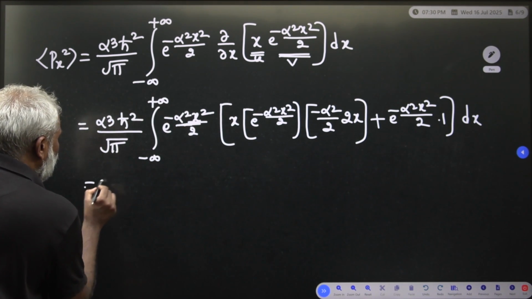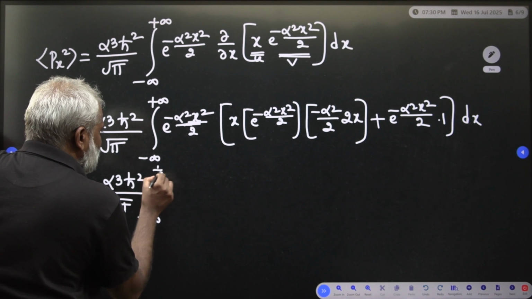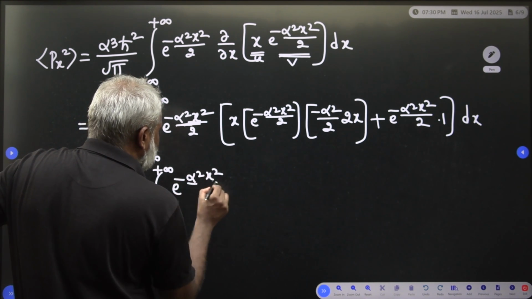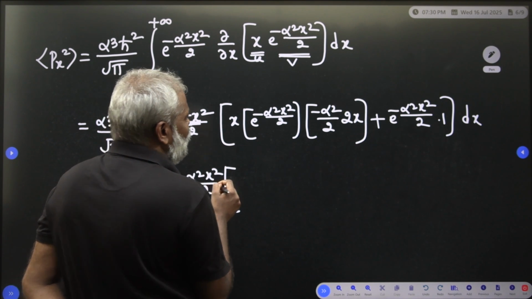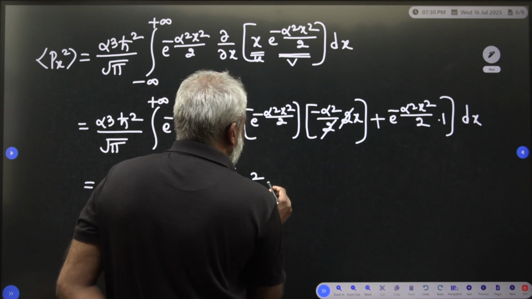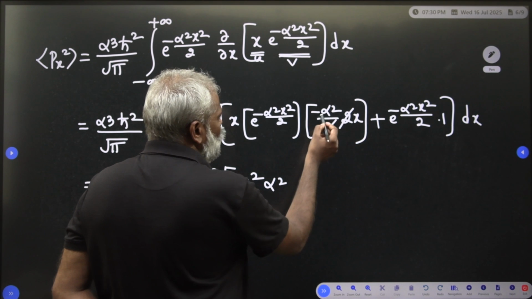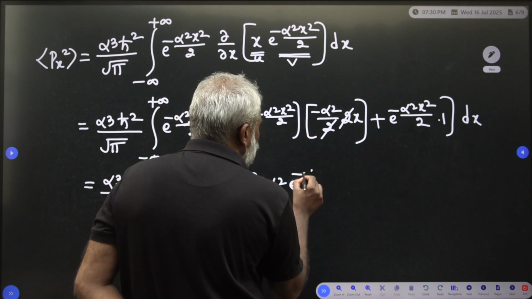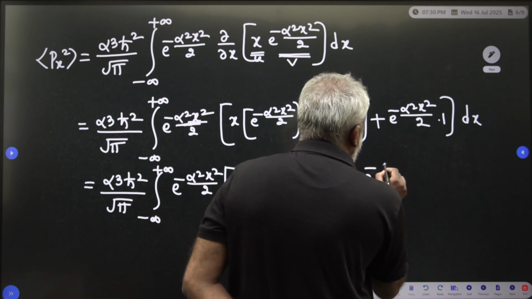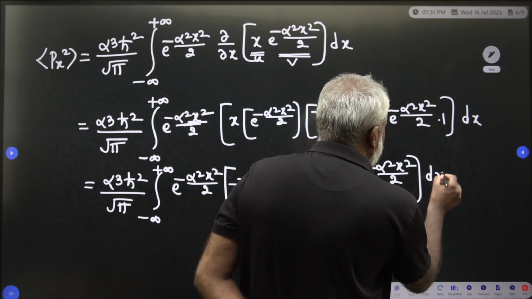Now you are able to simplify, alpha cube into h cut square divided by root 5, integral minus infinity to plus infinity. e to the power of minus alpha square x square divided by 2 into, the 2 and 2 get cancelled, x into x, x square, so alpha square x square into minus alpha square x square into e to the power of minus alpha square x square divided by 2, plus e to the power of minus alpha square x square divided by 2 into dx we have to write. It is clear.